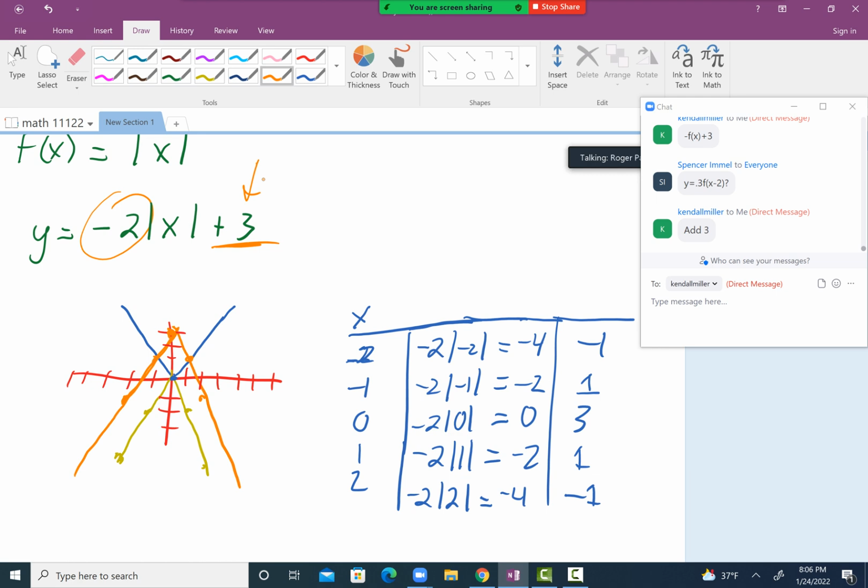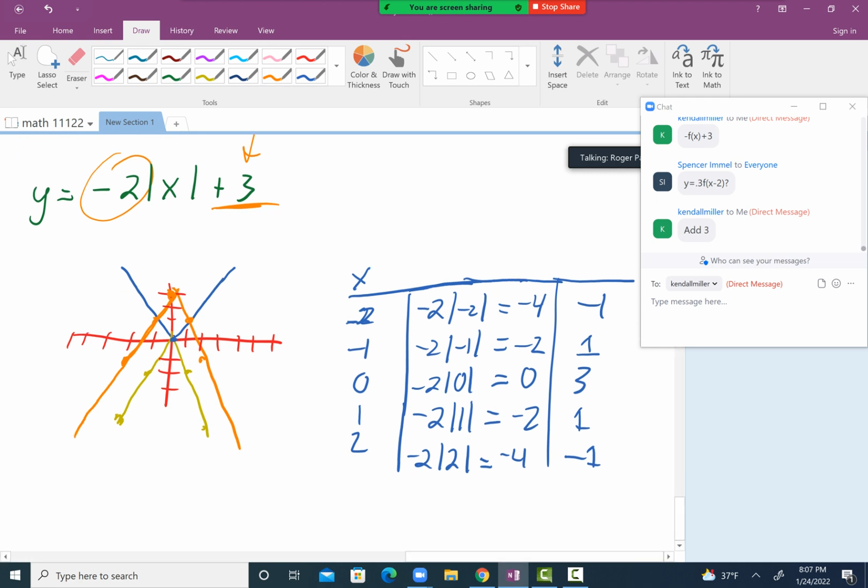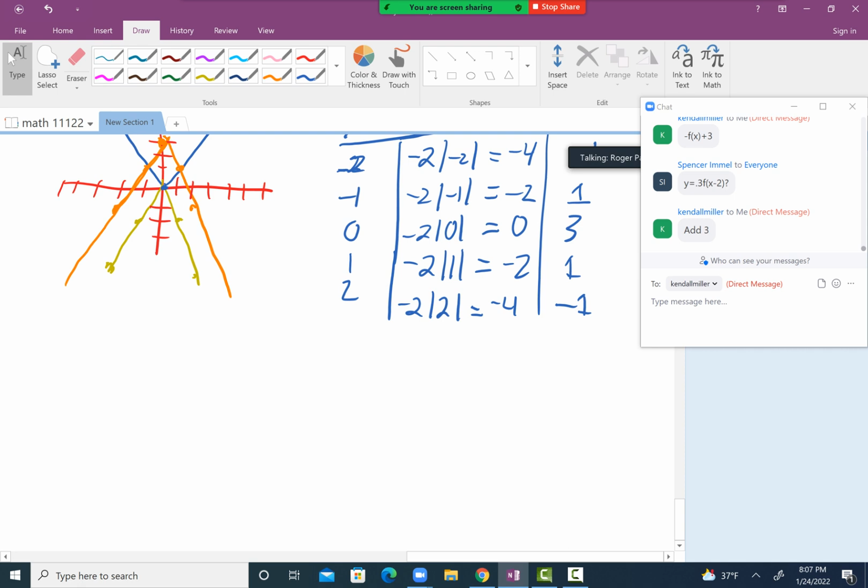Now let's try another one. You don't really need the table. You just got to know what's going on. So let's draw this. And see what I would do if I was doing these is I would do that first transformation real light, maybe in a pencil or something, and then go over the other one darker. Your final answer darker.